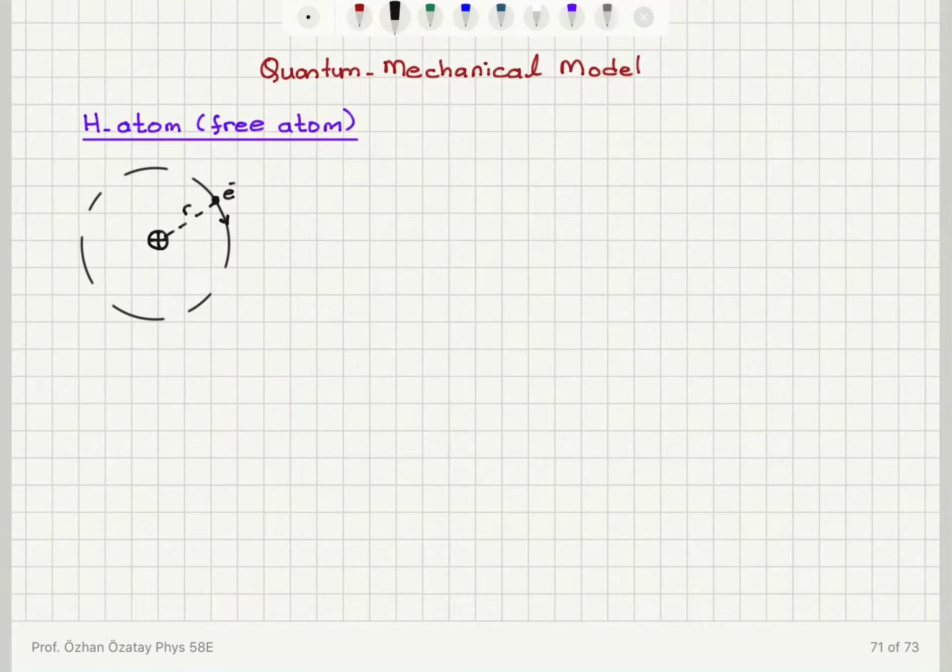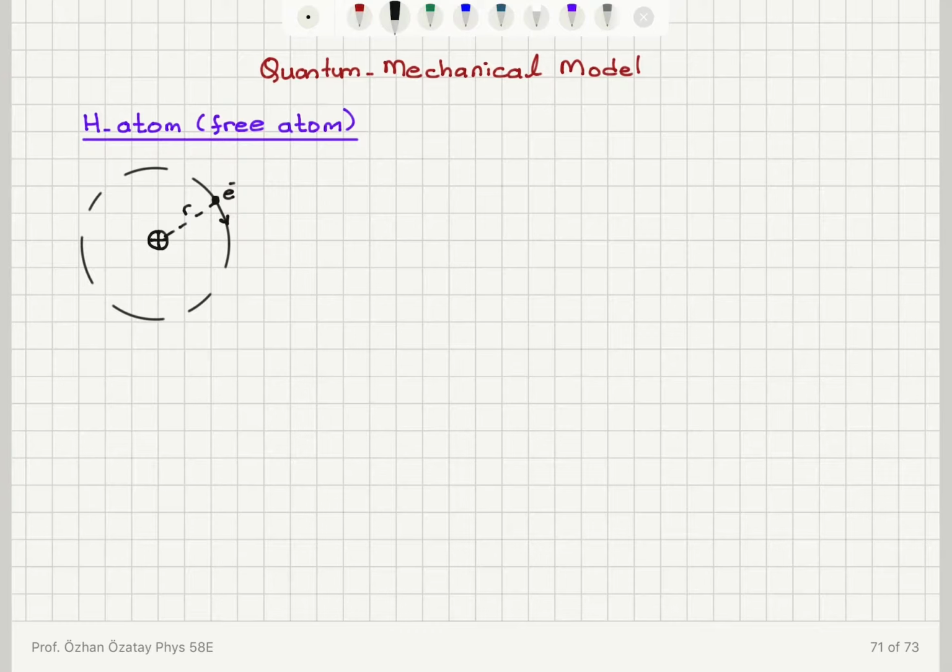We're going to review some of the main results of quantum mechanics in order to continue our discussion on magnetic moment. So we'll start with the hydrogen atom. We're assuming we have a free atom here. And as you can see, we have an electron that is in orbit around the nucleus, which has a proton inside, a positive charge. The electron has negative charge at a radial distance r.